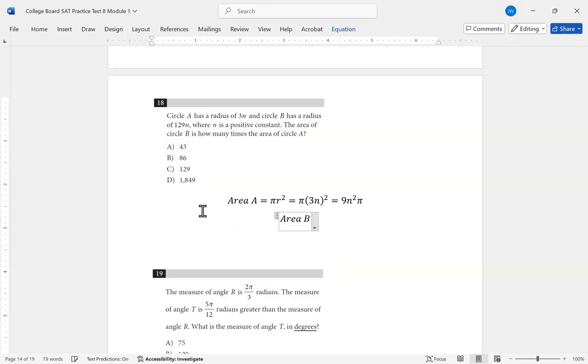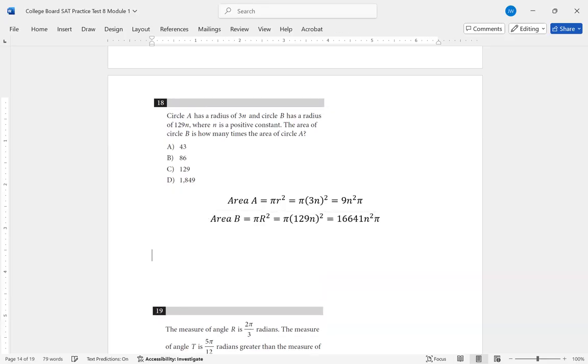The area of circle B, once again, is just pi times r squared. I'll use a different r there because it's a bigger r, but it doesn't matter notation. So the radius in this case is 129n. We're going to square that. When you square 129, you end up with 16,641. Squaring n gives you n squared. And then you have that pi along there.